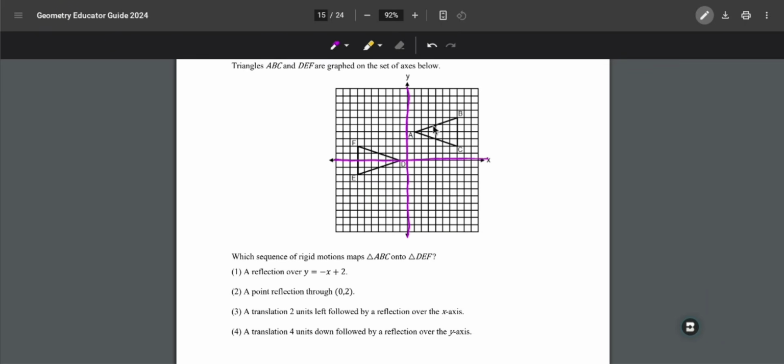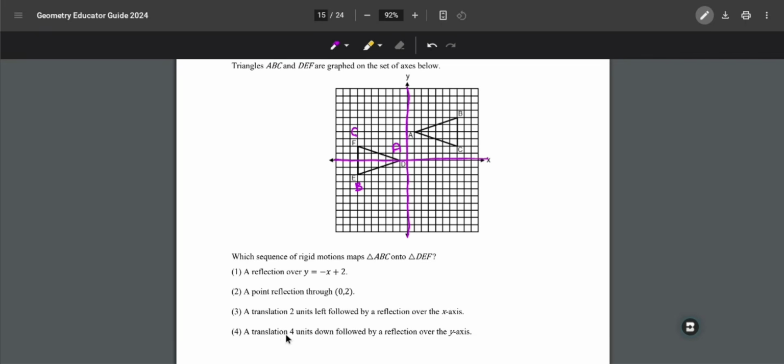The first thing I want you to know is to label your triangles by how they're related to each other. So A is to D, B is to E, and C is to F. Next, you're going to test all your answer choices. I'm going to start with the easiest ones first, going from down to up.